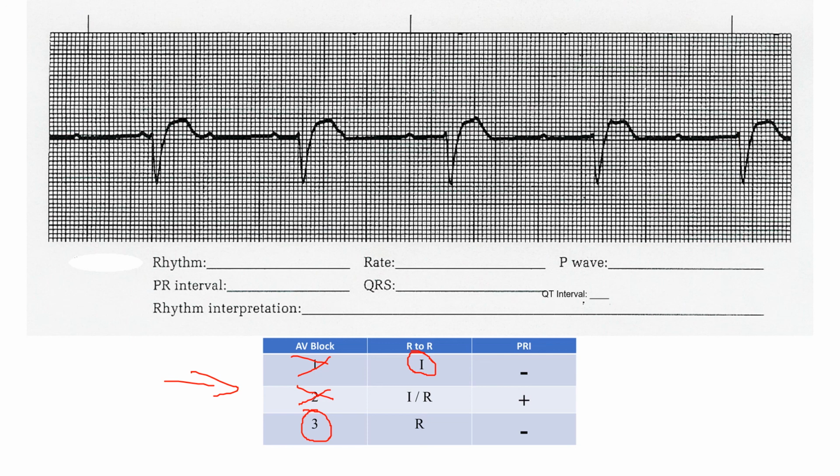These QRSs are very wide, so it looks like they're almost 4 boxes. That would mean that it's probably coming down by the bundles of His, so it's the ventricles that are kicking in. And of course, the heart rate's very slow in the 40s, so that would indicate that it's probably coming from the ventricles. And this is a third degree AV block. Now for your QT interval, that looks like about 12 boxes, so it would be 0.48.